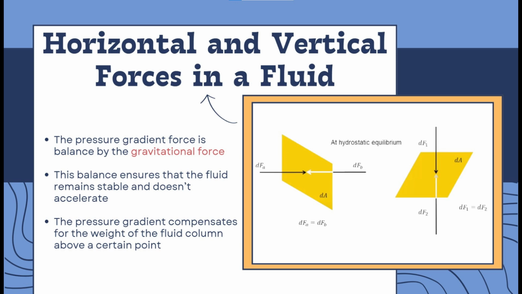The pressure gradient compensates for the weight of the fluid column above a certain point, or as depth increases, the pressure increases due to the weight of the fluid column above. This means that the deeper you go in a fluid, the greater the pressure exerted at that point.